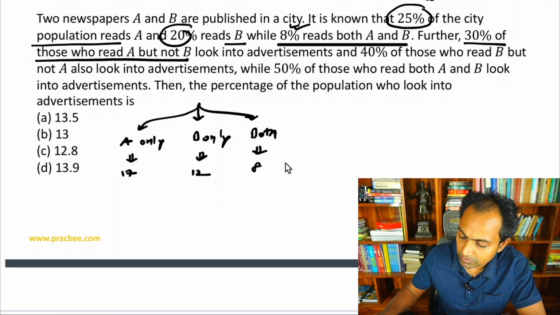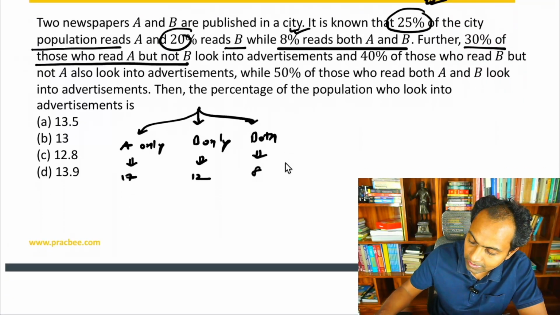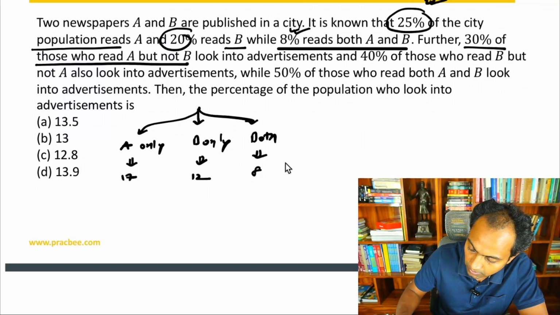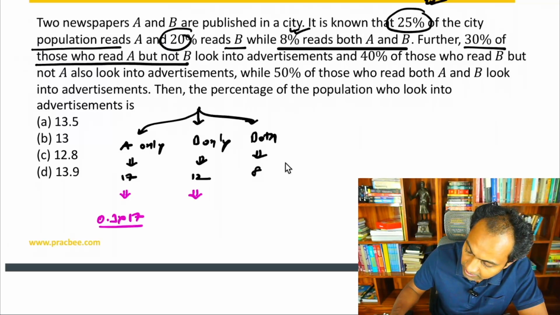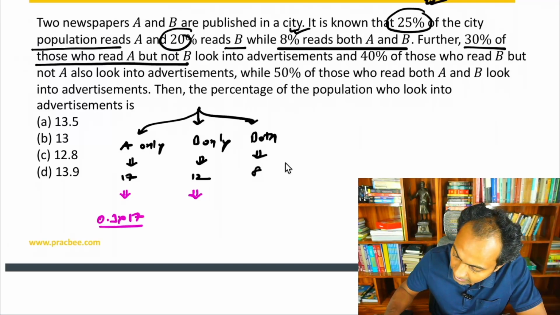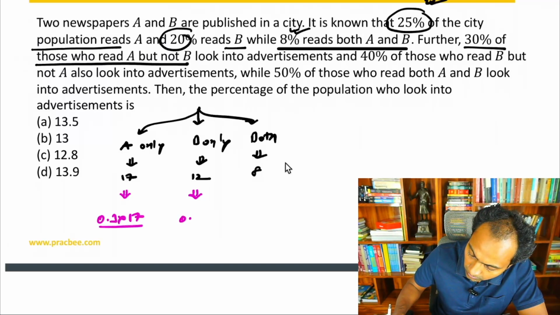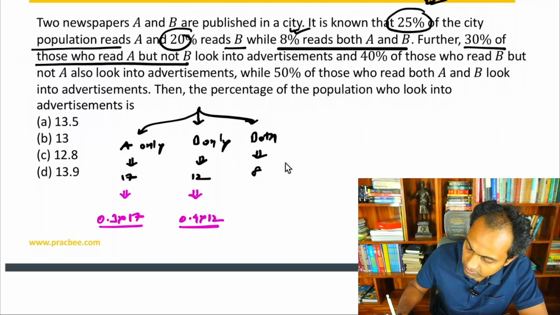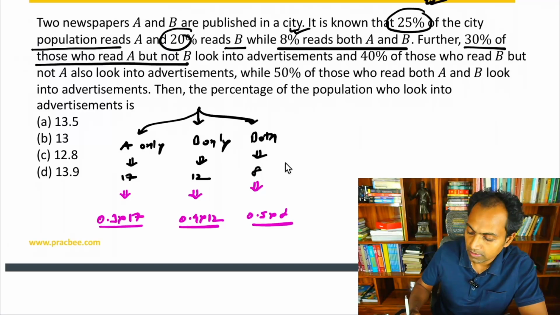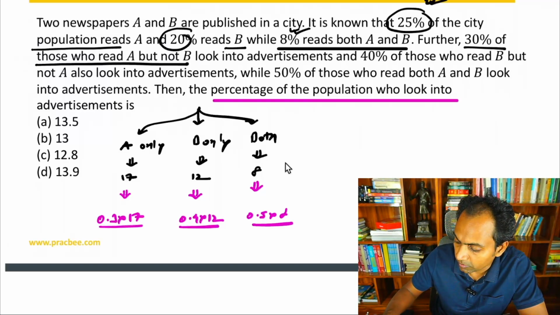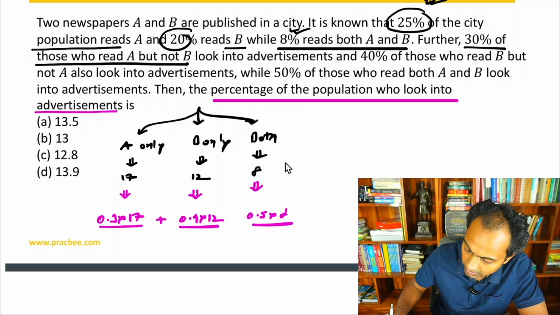Now let us move to the next part and talk about how many people out of these are reading advertisements. So 30% of the first part reads advertisements. So this will become 0.3 into 17. For the second part, they are saying 40% of the second would also read advertisements. And for the third one, they are saying that 50% will read advertisements. So what is the percentage of the total population that is into advertisements? We'll have to add them, and if I add them, the answer comes out to be 13.9.